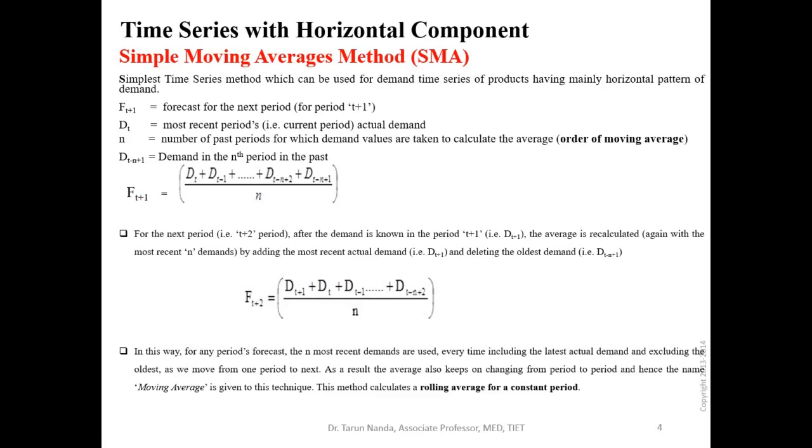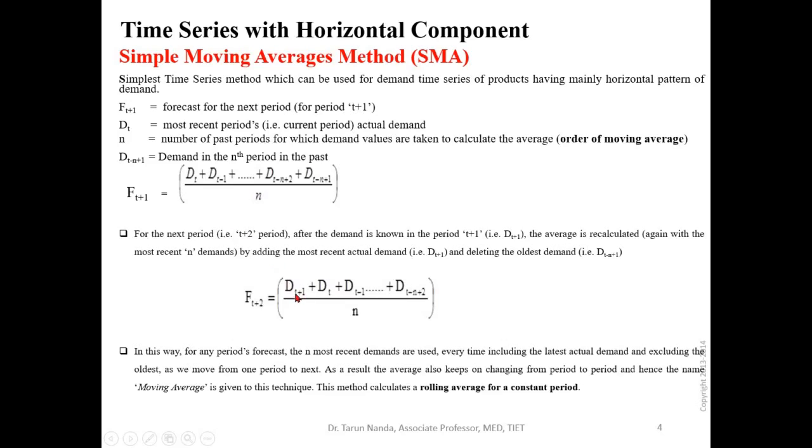The present period was period t. When this period t gets passed, period t plus 1 gets passed and you reach its end, you get the actual demand for the period t plus 1. Now sitting in this period t plus 1, you can forecast for the period t plus 2, and then F t plus 2 would be the most recent past sales values divided by n.